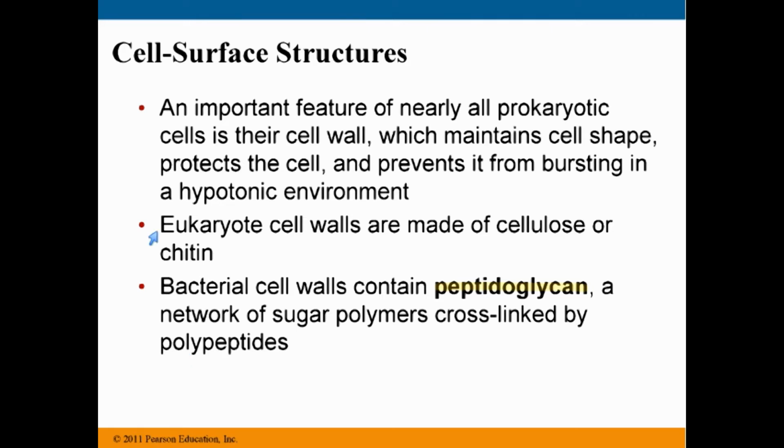Now, we mentioned that eukaryotic cell walls are made up of different materials. The plant cell walls are made up of cellulose, and fungal cell walls are made of chitin. So one of the importance of the cell wall is to help maintain cellular shape, protecting the cell just in general from the outer environment, and it also prevents it from bursting in a hypotonic environment. So that's when water rushes into the cell, and that cell wall is going to prevent it from dying.